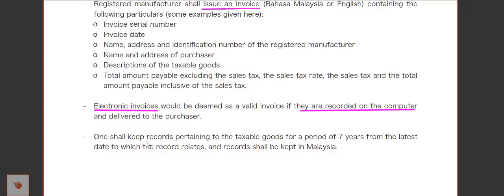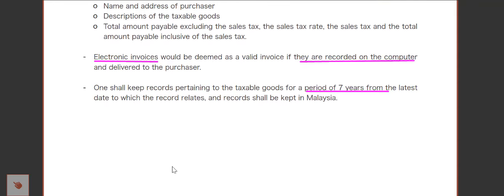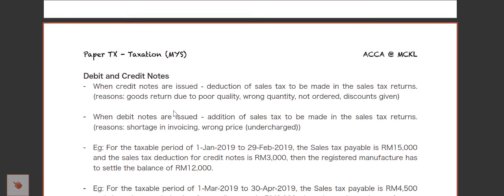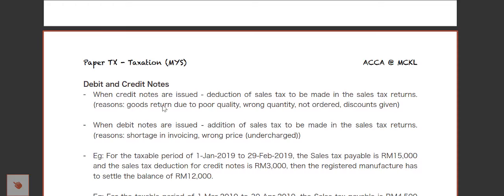Now how long must you keep records? Just like income tax, they need you to keep all the records for a period of 7 years from the latest date to which the records relate, and you have to keep them in Malaysia. What happens to debit and credit notes?